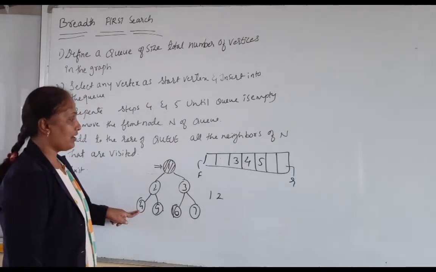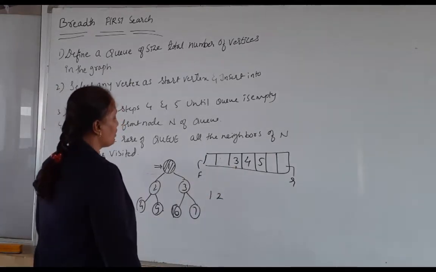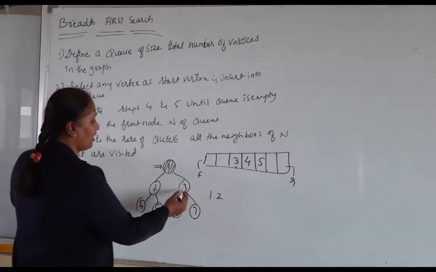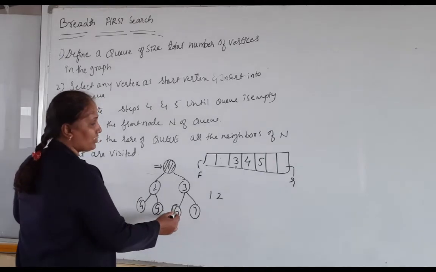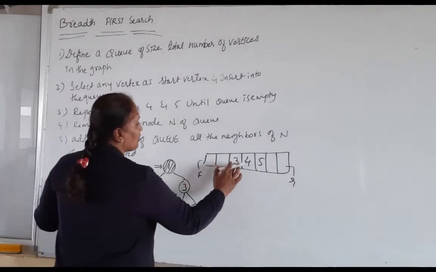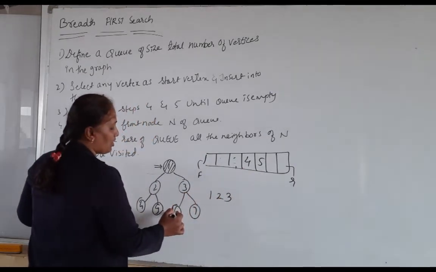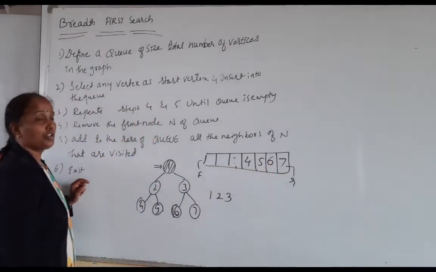Next, what is the front of the queue? The front of the queue is 3 now. So I am going to check the neighbors of this 3, and if those vertices are not yet visited, I am going to visit them. After visiting, I am going to delete this from the queue. So from 3, I can visit what? 6 and 7. So I am going to make that entry in the queue.